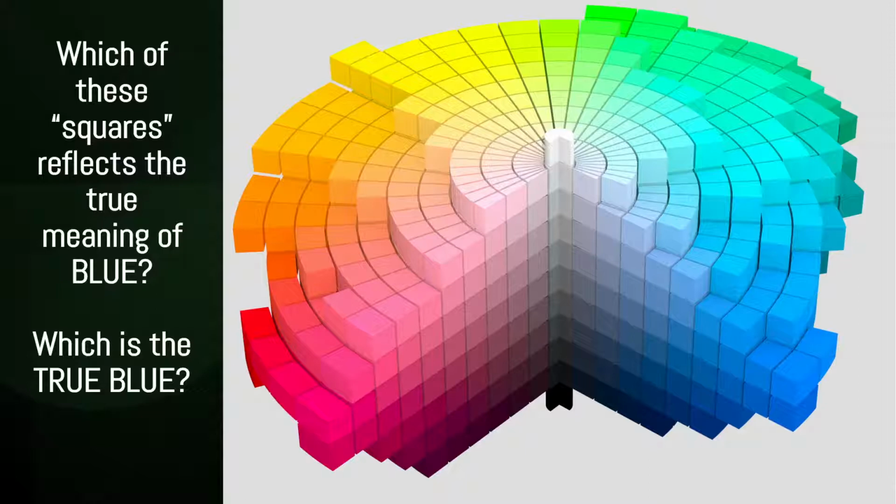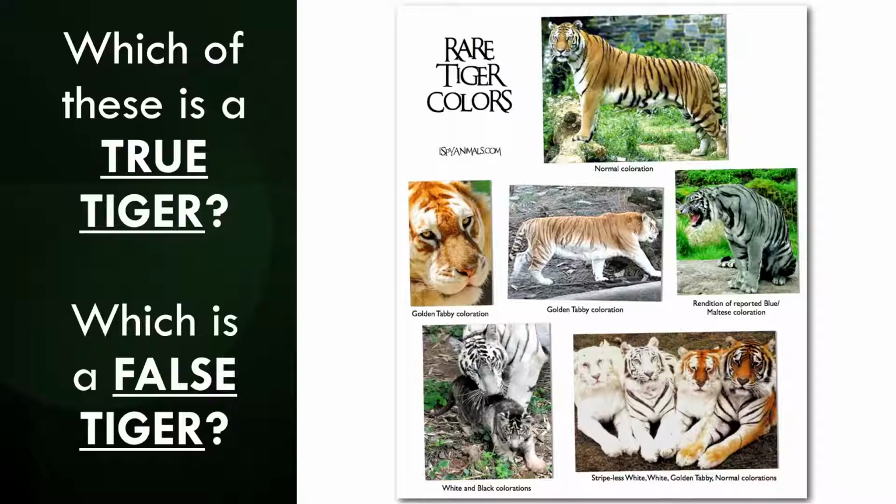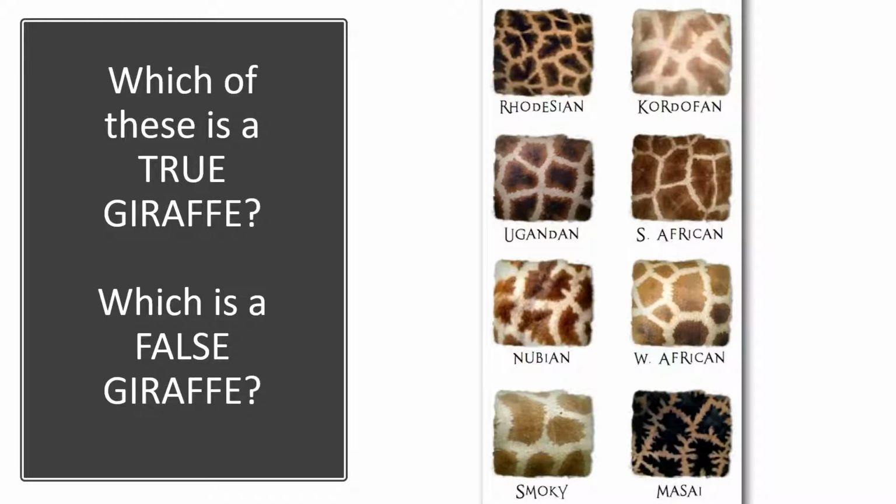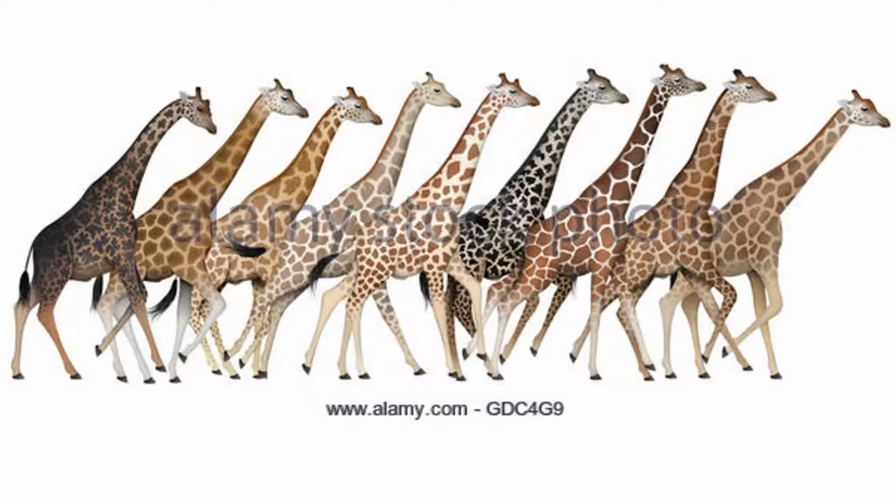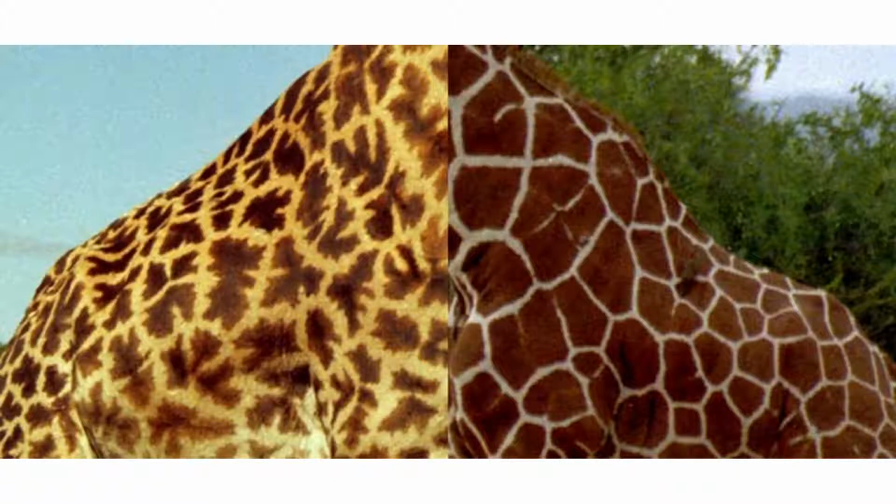There are many different squares that you would very probably call blue, but which is the one that you could say is the true blue, the one and only true blue? Now, which of these is a true tiger, and which is, could you say, a false tiger? Which of these is a true giraffe, and which is a false giraffe? You can see several giraffes here. Can you make up your mind? Here's a little close-up of two of them.